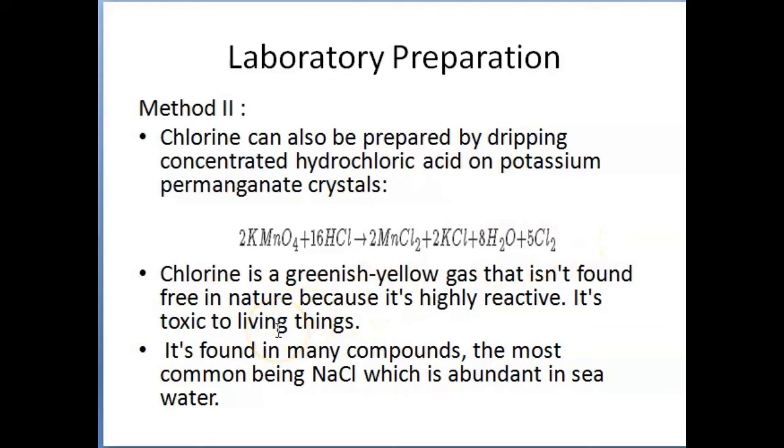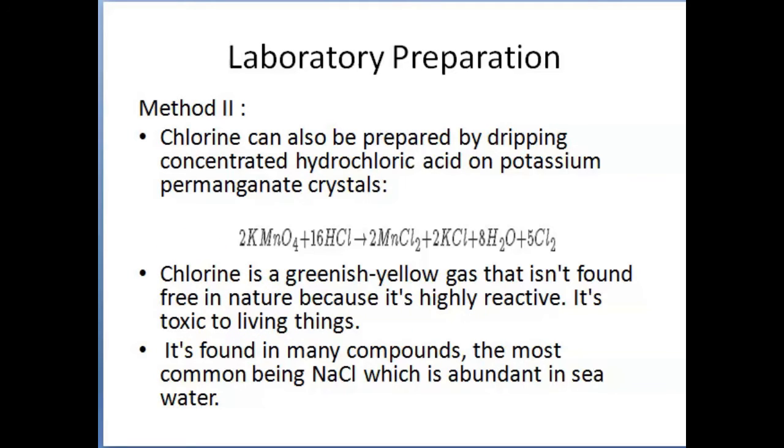Chlorine is a greenish yellow gas which is not found free in nature because it is highly reactive and very toxic to living things, and it is found in many compounds. The most common being sodium chloride, which is very abundant in seawater.